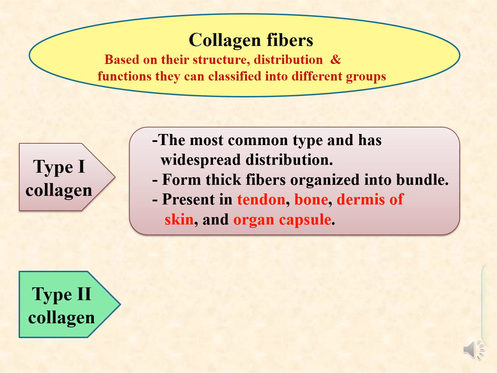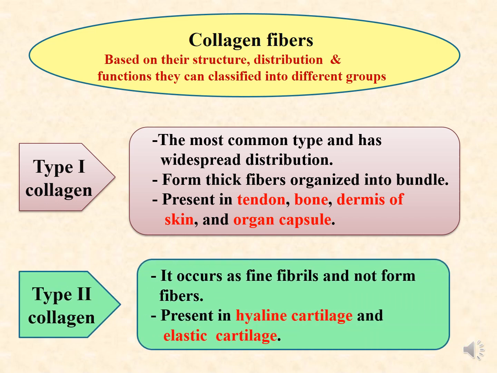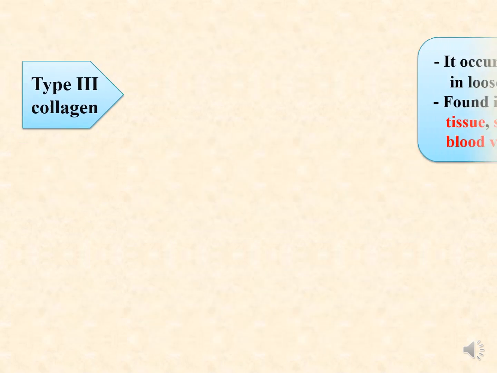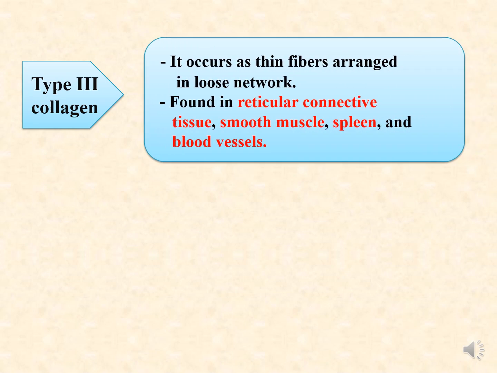Collagen type 2 is found as fine fibrils and does not form fibers, present in hyaline cartilage and elastic cartilage. Collagen type 3 occurs as thin fibers that are arranged in a loose network. This is found in reticular connective tissue, smooth muscle, spleen, and blood vessels.